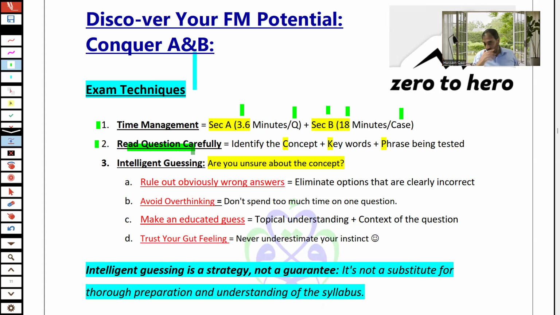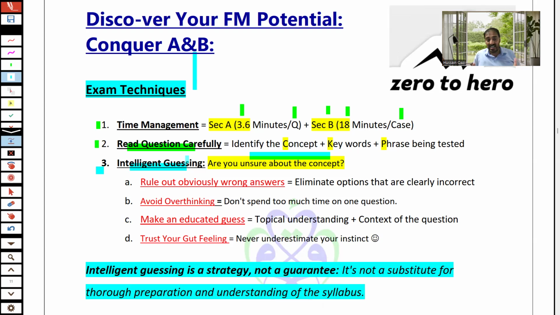Number 3 is the support I will provide to you. That is very important. Whenever you face a question where you are confused, you have multiple doubts, and you are unsure about the question and the concept, students normally do guesswork. But here you will apply an intelligent guess.